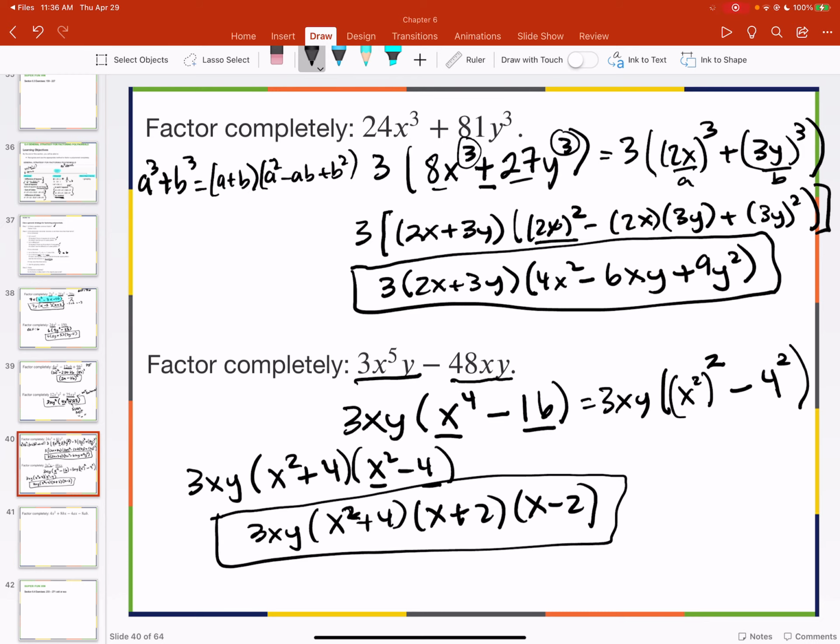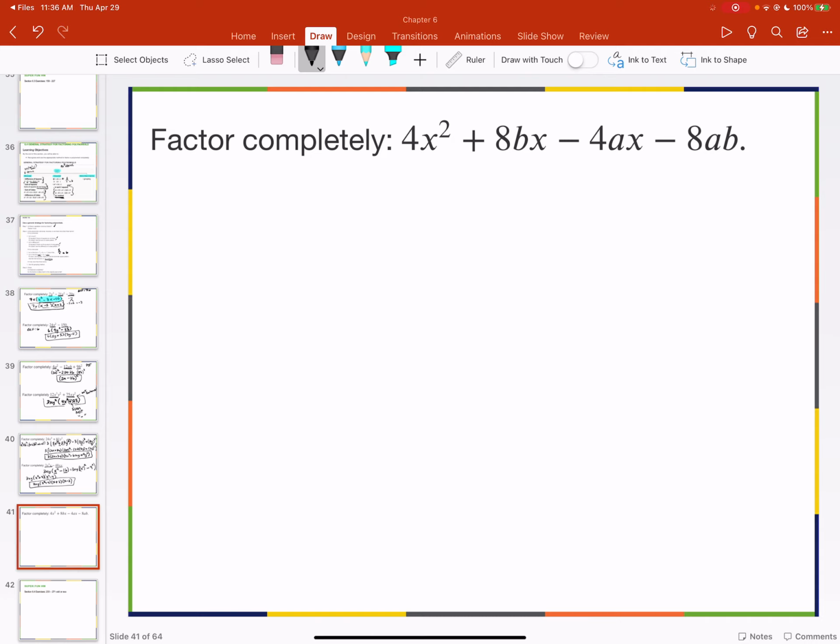Lastly, let's do one more. Here we have how many terms? 1, 2, 3, 4 terms. So we can't use difference of squares or any of that. Sometimes, not always, if there are 4 terms, one part is a trinomial that we can factor and the other part is something else that itself factors. But for now, let's try factoring by grouping here.